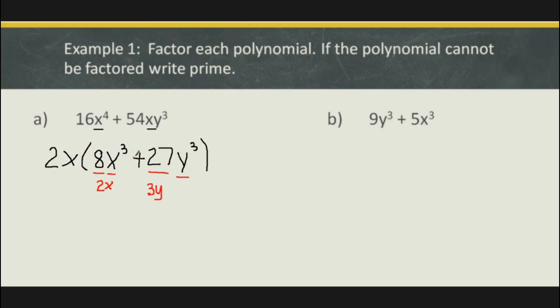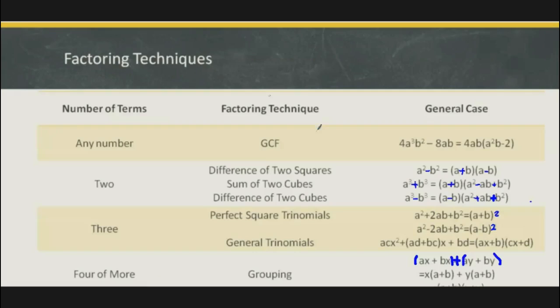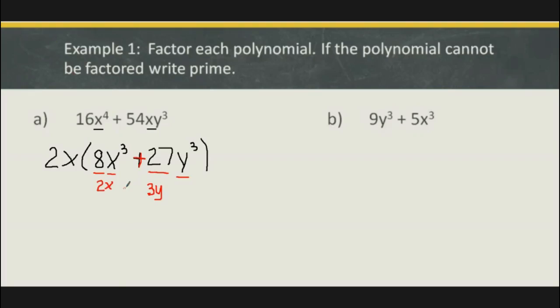I have a plus sign between them. So according to my new techniques, this is a sum of 2 cubes. So you have a cubed plus b cubed. So we're going to factor it as a plus b. So my a plus b is right here. That's my 2x plus 3y.